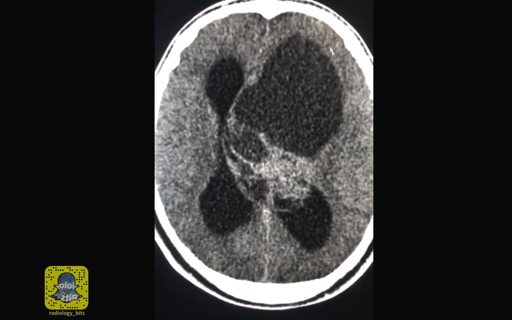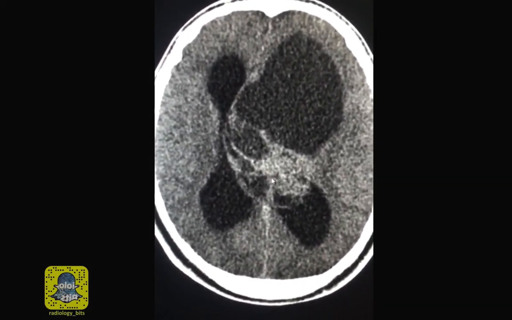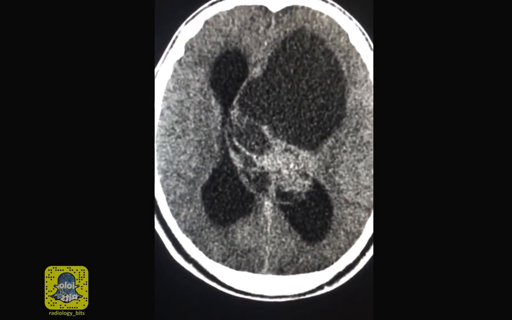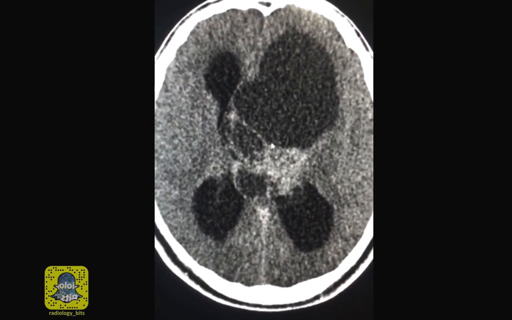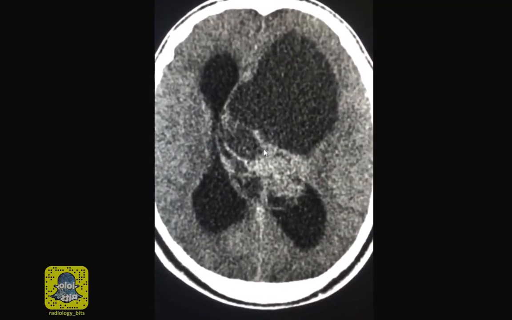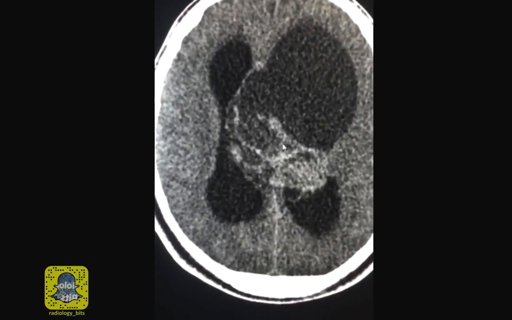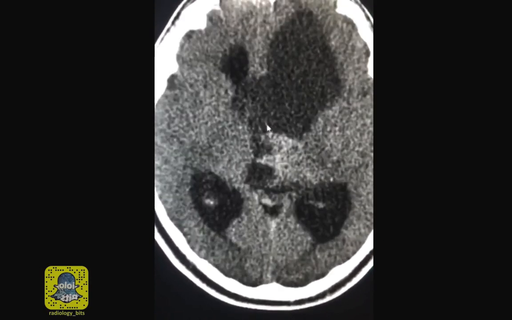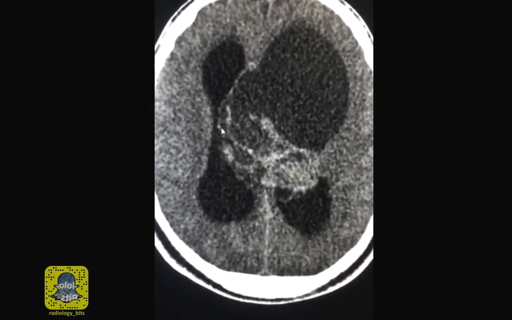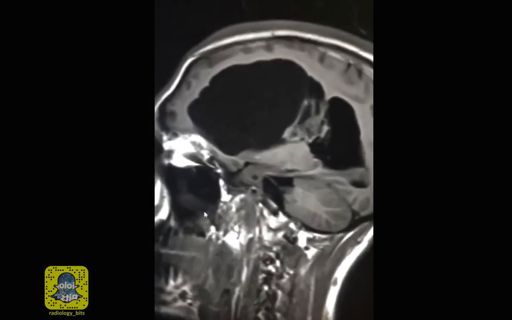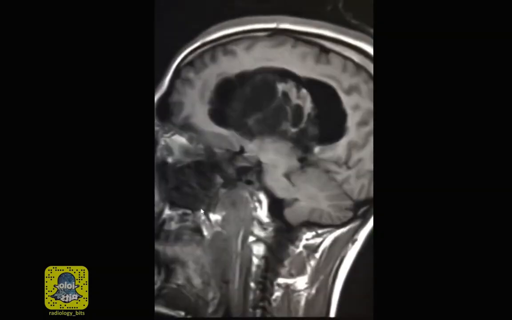Given the displacement of the brain parenchyma outwards and the displacement of the septum pellucidum to this side, there is a suggestion that this lesion arises from here. And this area here is where the foramen of Monro or the body of the lateral ventricle would usually be located. If the lesion is compressing on the foramen of Monro or the third ventricle, it wouldn't be surprising to see supratentorial hydrocephalus. Now for more assessment, let's look at the MRI images, starting with the sagittal T1 weighted image.